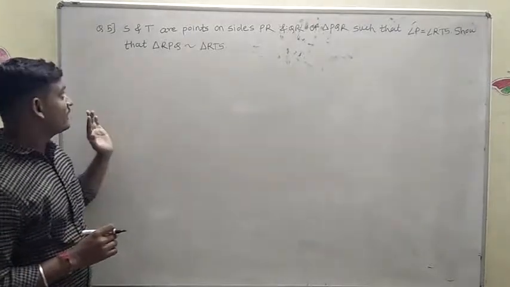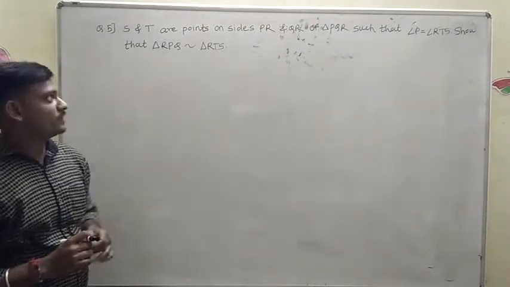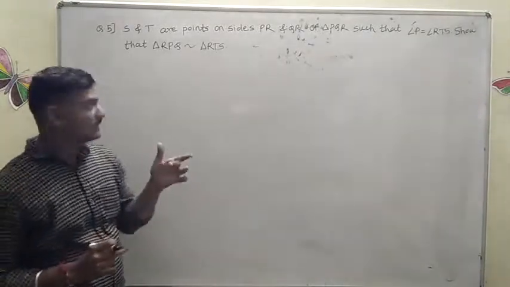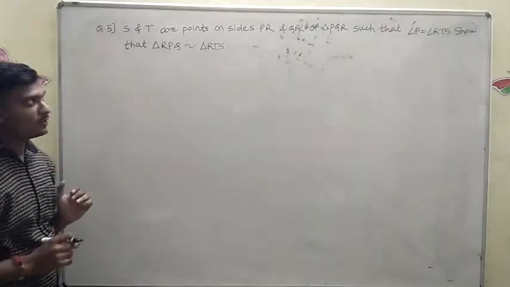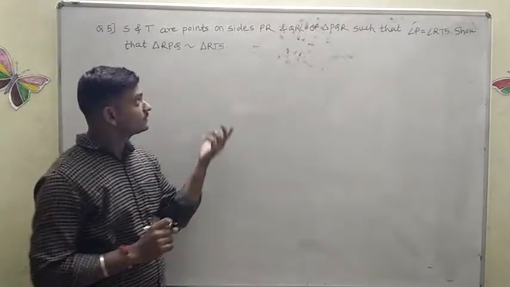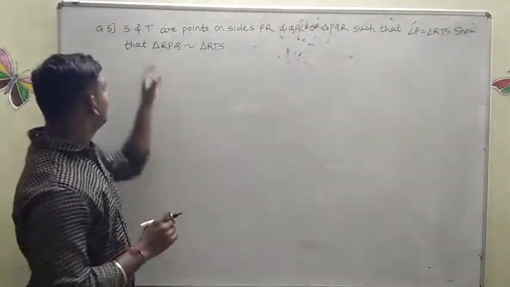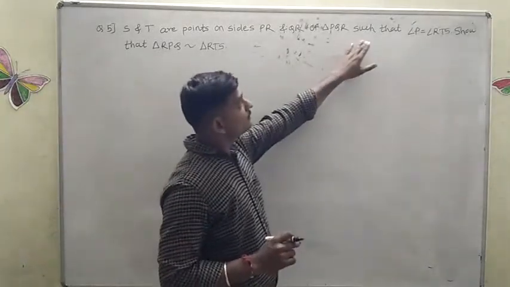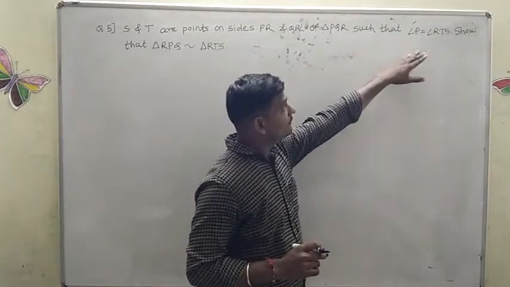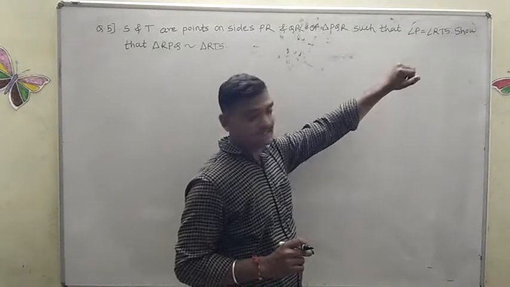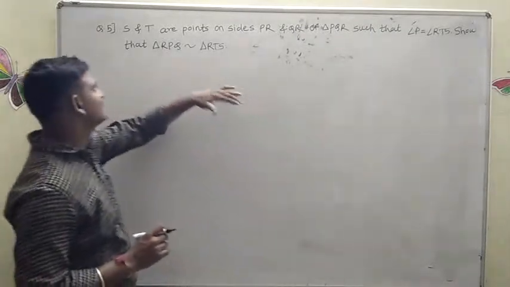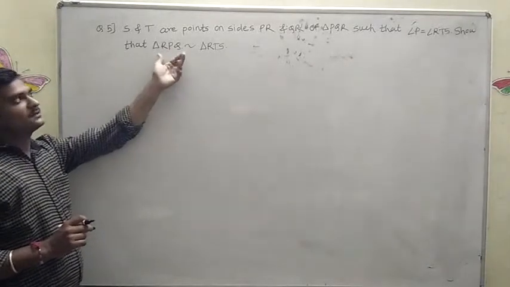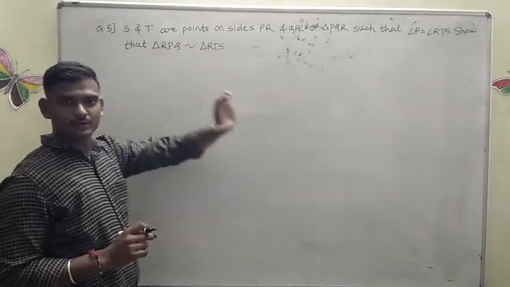See here, in question number 5, what is given? S and T are the points on sides PR and QR of a triangle PQR. There is a triangle PQR. In that, S and T are the points on sides PR and QR. We have to prove, given that angle P is equal to angle RTS, that triangle RPQ is similar to triangle RTS.